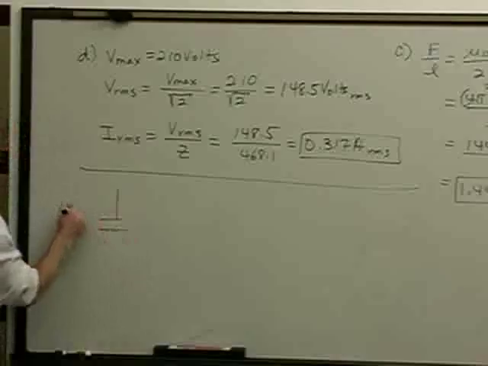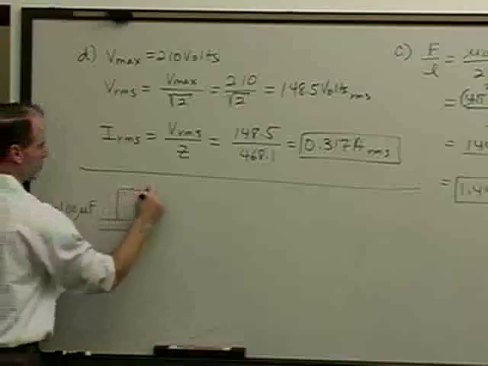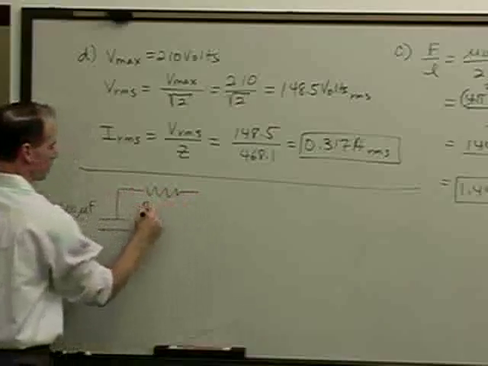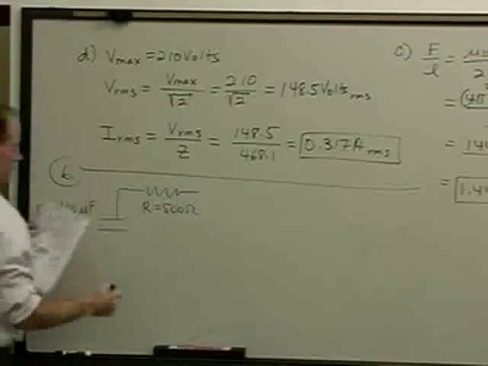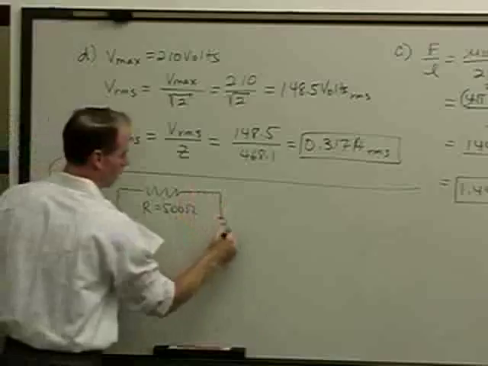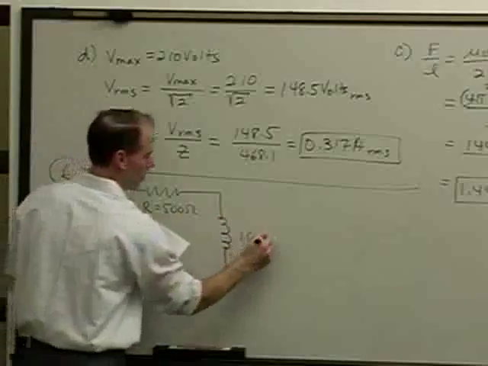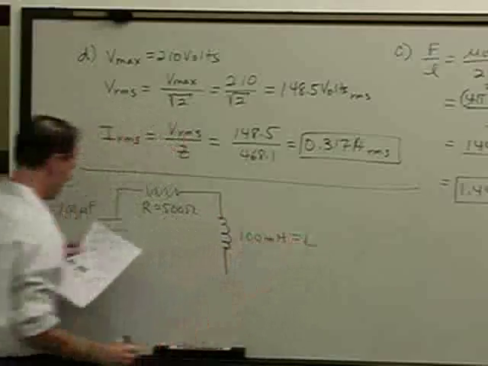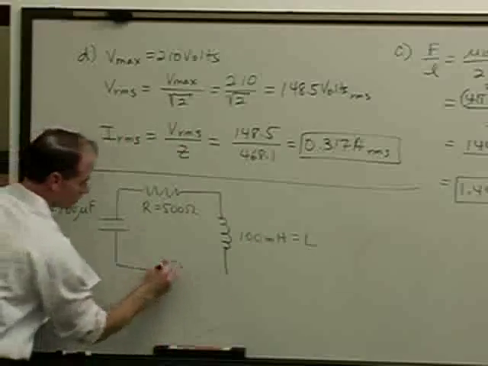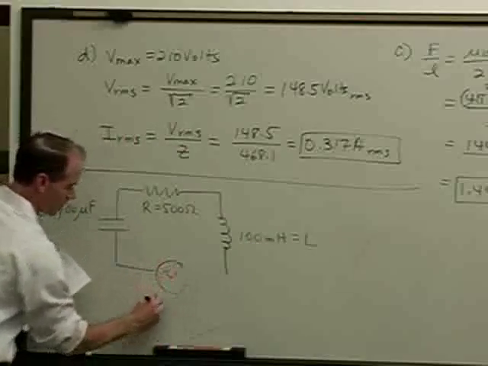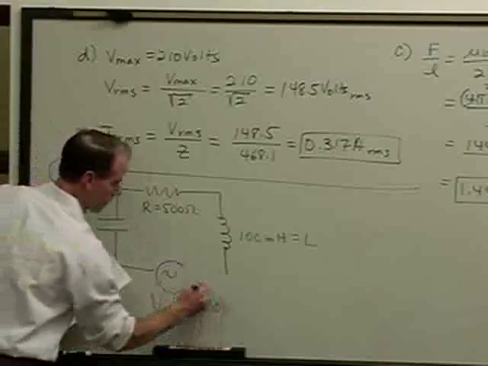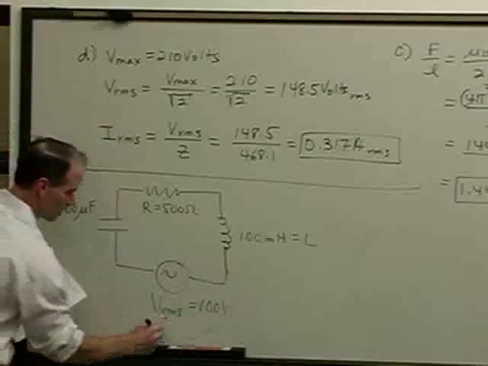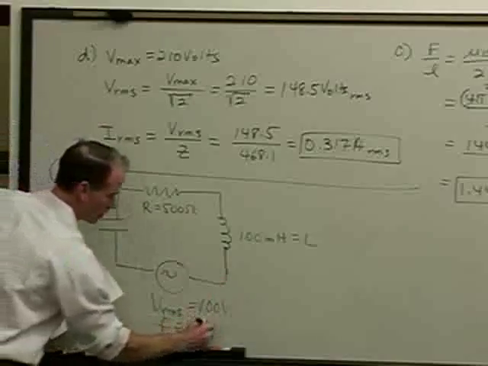So we have a 100 microfarad capacitor, and a 500 ohm resistor. And we have a 100 millihenry inductor. And all this has a source, an AC source, with RMS voltage of 100 volts and a frequency of 50 hertz.